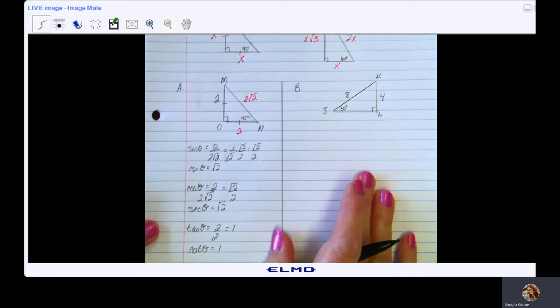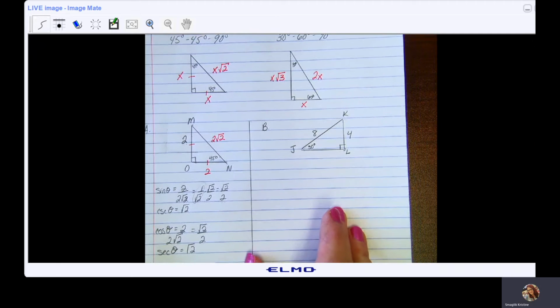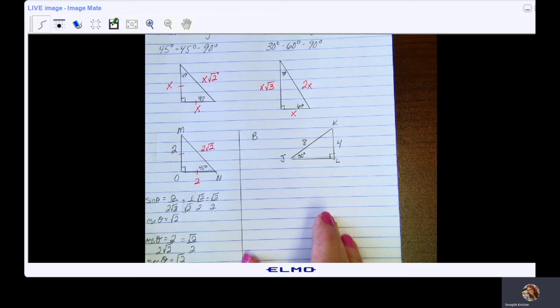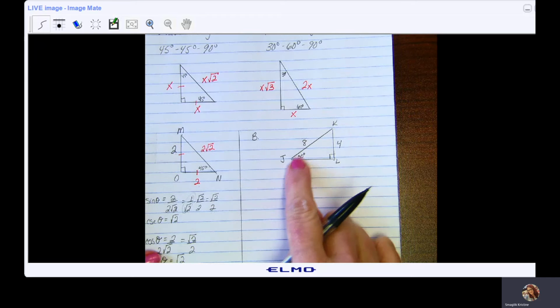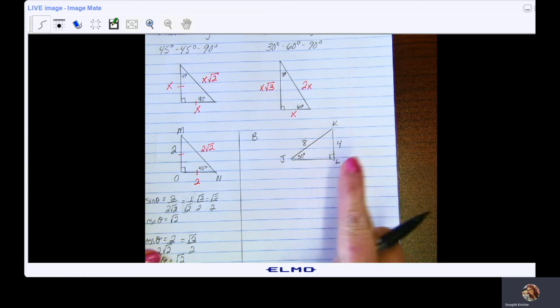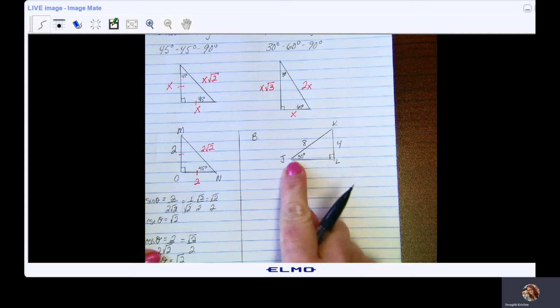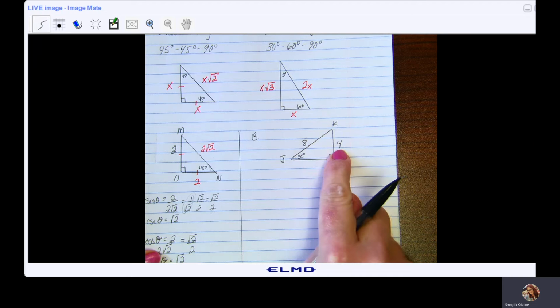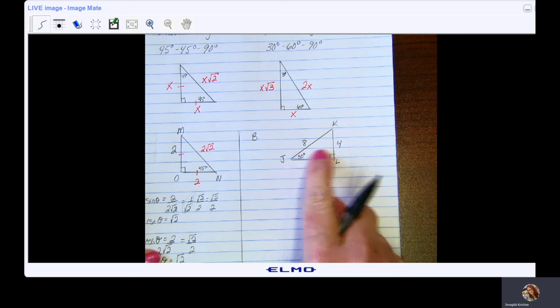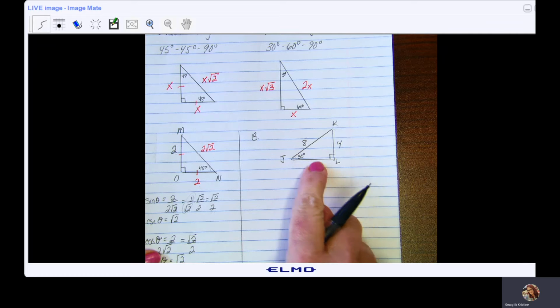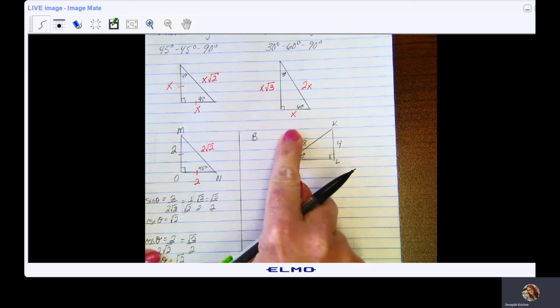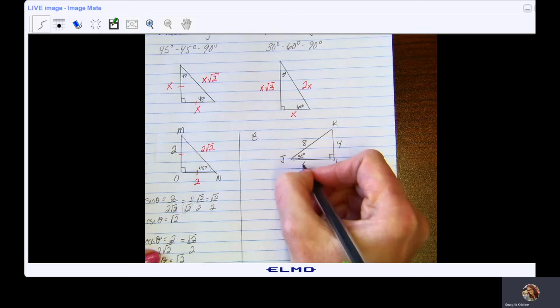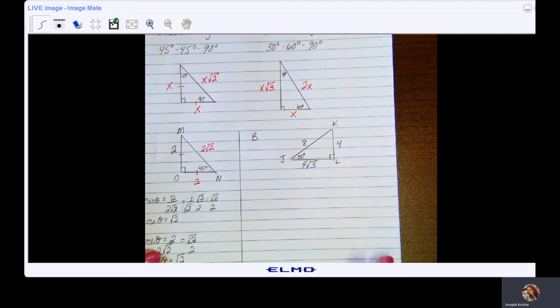Let's take a look at B. Triangle JKL. I've got my 30 degrees here, which means this would have to be 60 degrees, 90 degrees, a 30, 60, 90 degree triangle. And 30 degrees, this is going to be my short leg. And again, this is the short leg. Hypotenuse is 2 times that length. 2 times 4 is 8, which means this is the long leg. The long leg is going to be the short leg times the square root of 3. So this is 4 times the square root of 3.